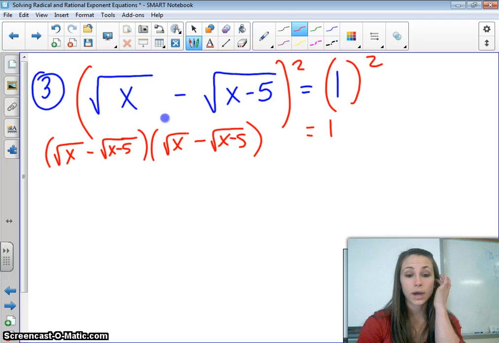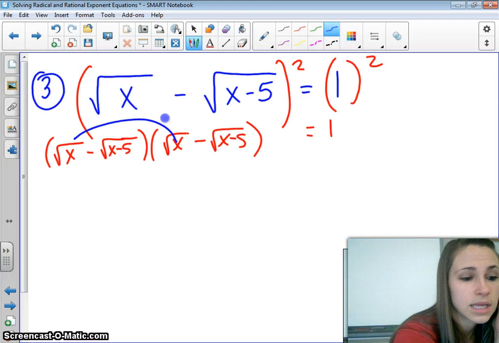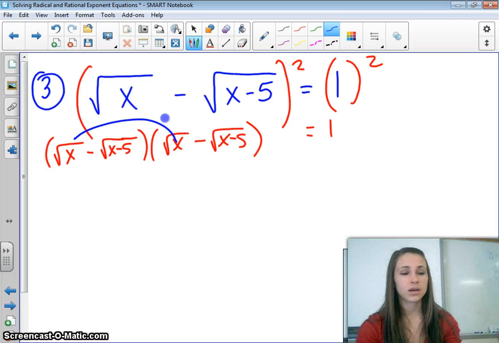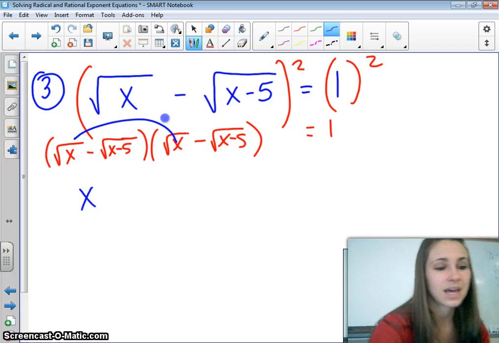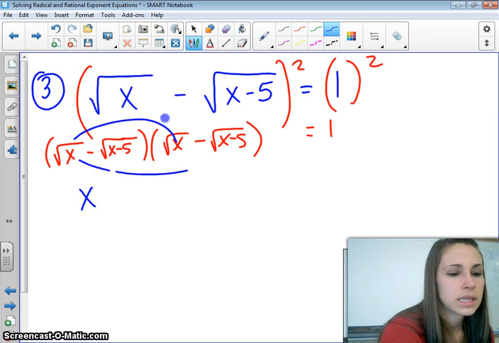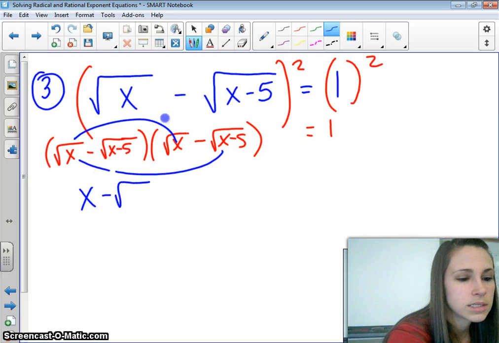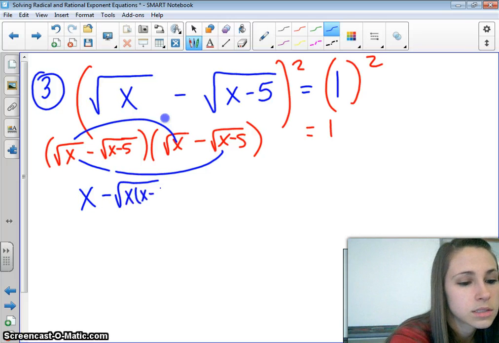So I'm going to write it out twice because I'm going to FOIL. When I multiply the radicals, the square root of x times the square root of x is just x. It's kind of like the radicals just go away. So the outsides give me x, the insides are going to give me minus, and then I'm just going to multiply x by x minus 5, and I'm going to leave it like this.